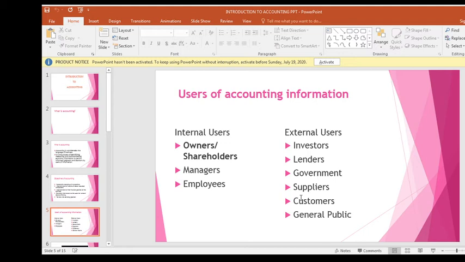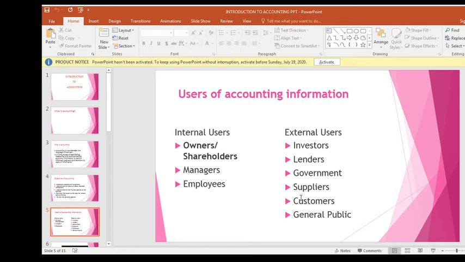On the other side, we have the external users. The external users, as I have said, are those people who are outside the organization. These users include the potential investors. Potential investors are people with surplus income and who intend to invest that surplus income into a particular organization.